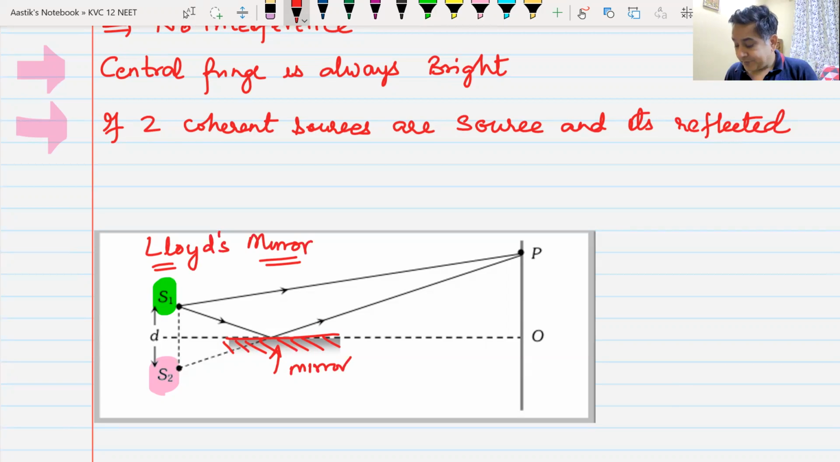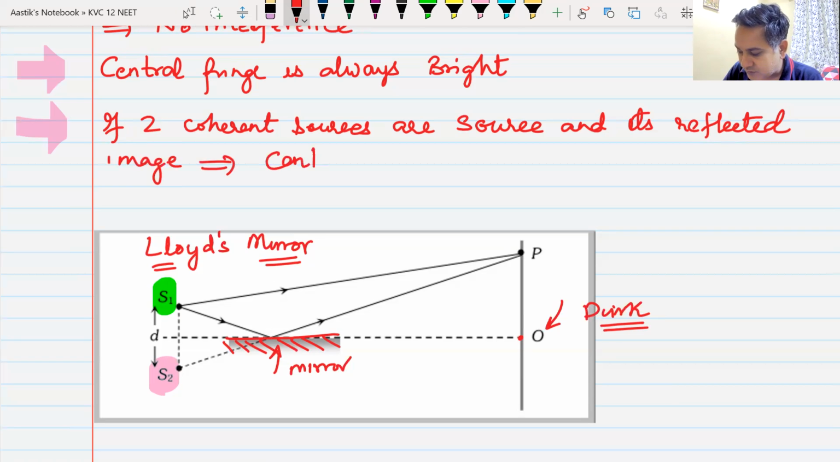Now, if we talk about the central fringe, it will come here. In this case, the central fringe will not be bright. It would be dark. So if the two coherent sources are the source and its reflected image, then the central fringe will be dark.